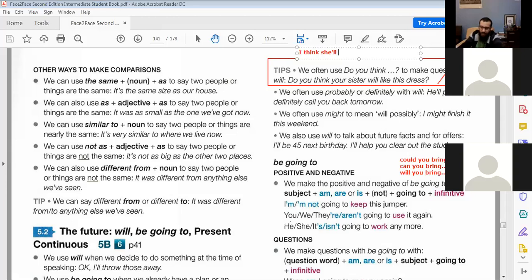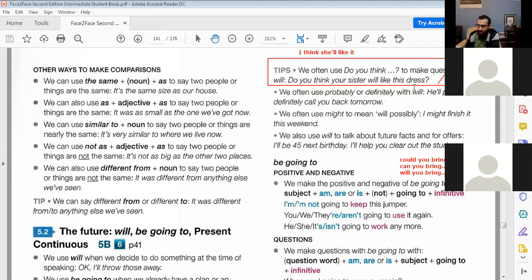Maybe she won't like it. This is just my opinion. I think she'll like it. You get the idea? Yes. So if you want a prediction based on personal information, based on personal opinion, this is very useful to use with will. This is the idea. He'll probably, he'll definitely.